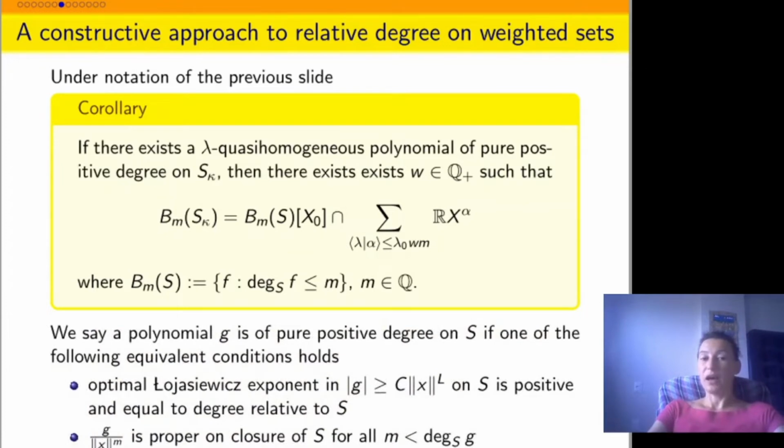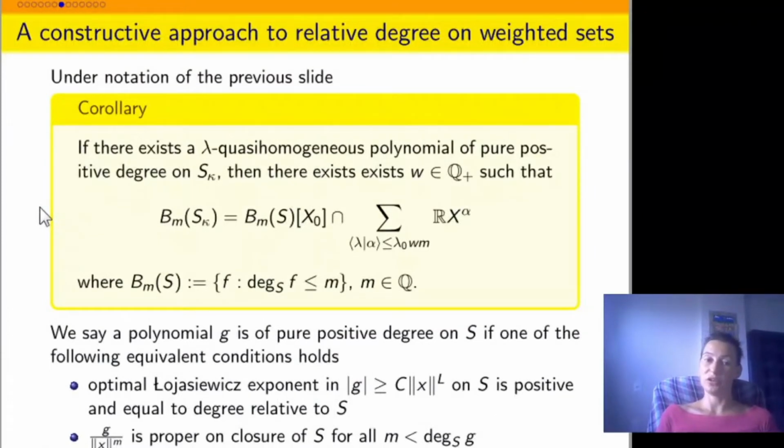Okay, so to have this corollary, one needs the existence of a lambda quasi-homogeneous polynomial of pure positive degree. What does it mean? It means that a polynomial is of pure positive degree on S if the Łojasiewicz exponent and the relative degree on S are both equal. The Łojasiewicz exponent is just the optimal exponent in an inequality which goes the other way around. Usually this inequality is taken with the distance from the zero set of G, but since we want to have a positive degree, we can just take the norm of X.